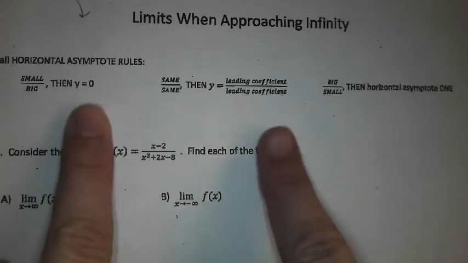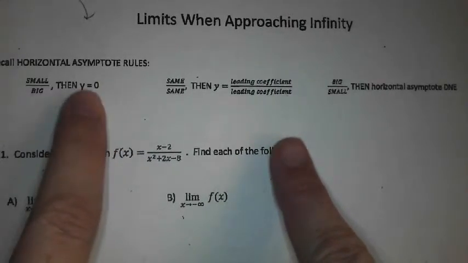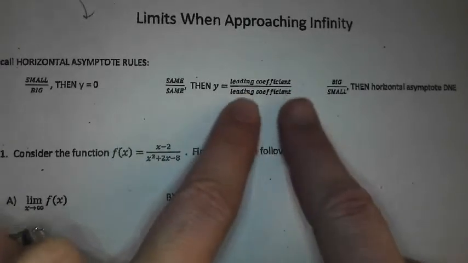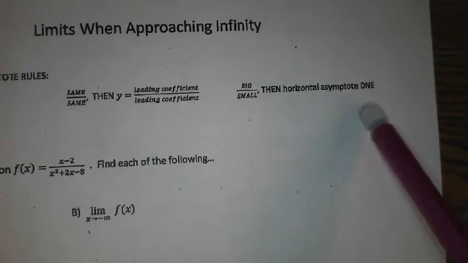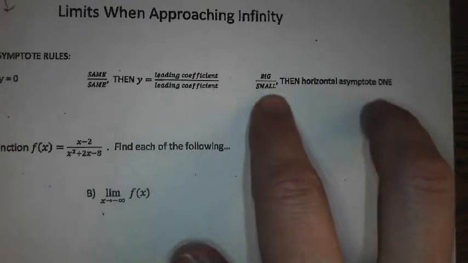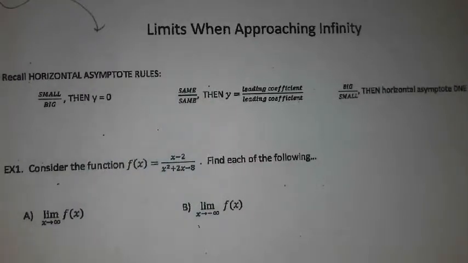So I reminded you at the top how we come up with the horizontal asymptote, so the degree rules. Small over big means y equals 0 is your asymptote. Same over same means y equals the ratio of the leading coefficients. And big over small means there is no horizontal asymptote, which means these answers are probably going to be infinity or negative infinity. Whereas these answers will probably be numerical.